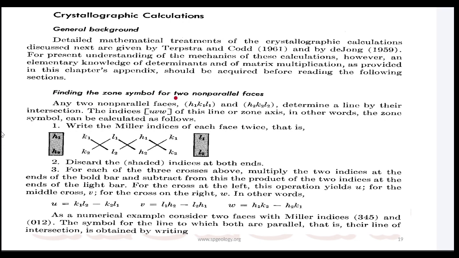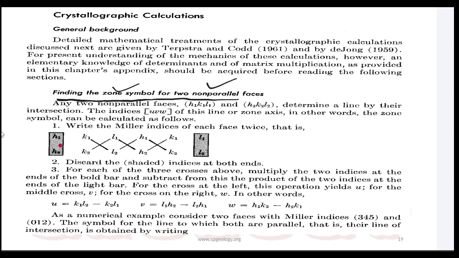Then some calculation. How can we calculate the zone axis of two non-parallel faces? Suppose we have taken two non-parallel faces, H1 K1 L1 and H2 K2 L2, and their zone axis indices are U, V, and W. This square bracket symbol indicates the zone axis. So how will we find out UVW?